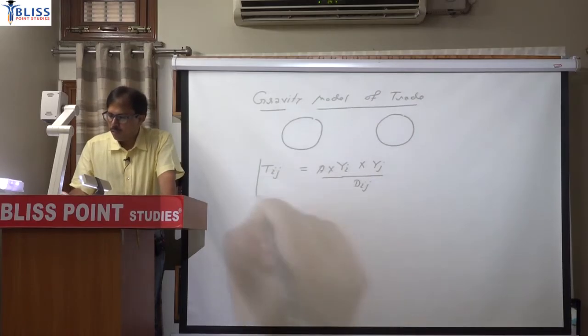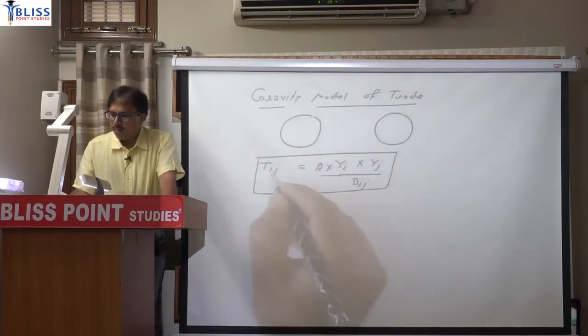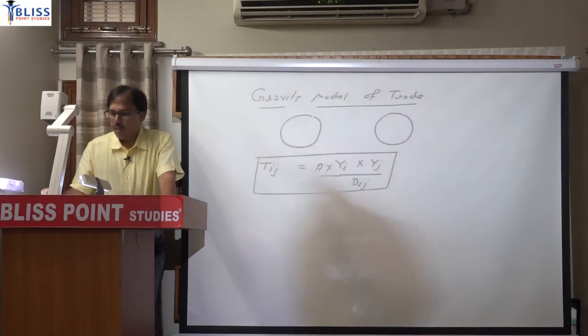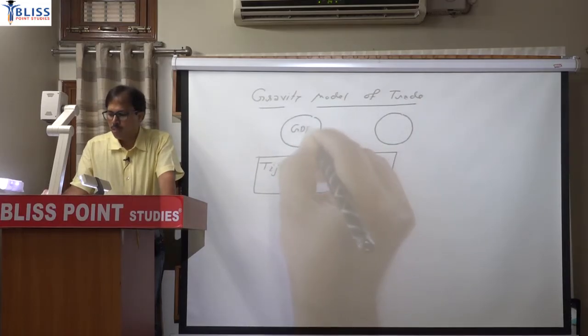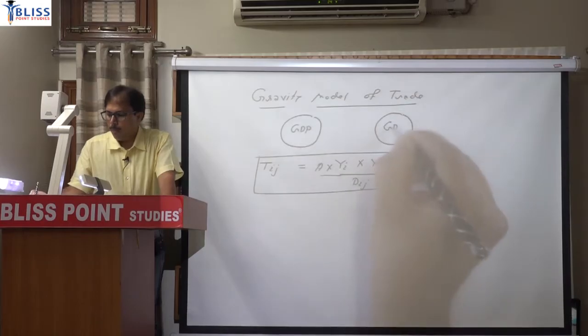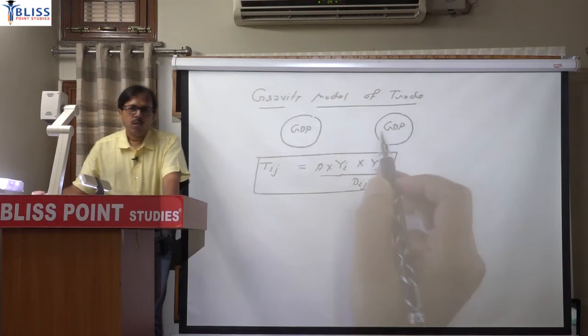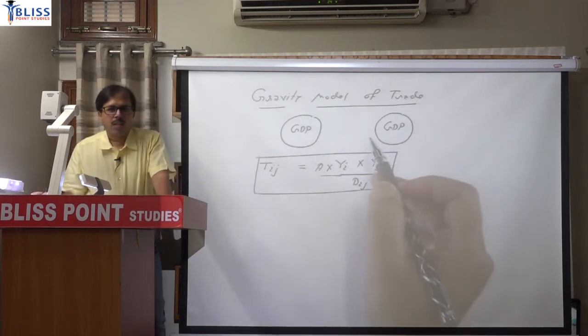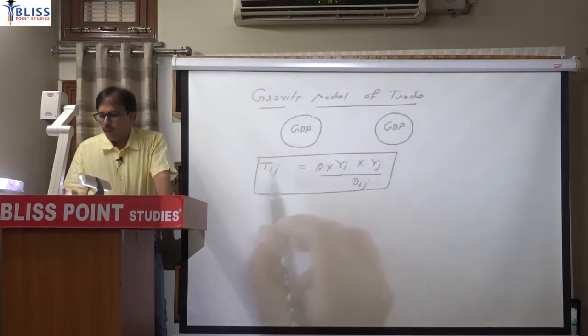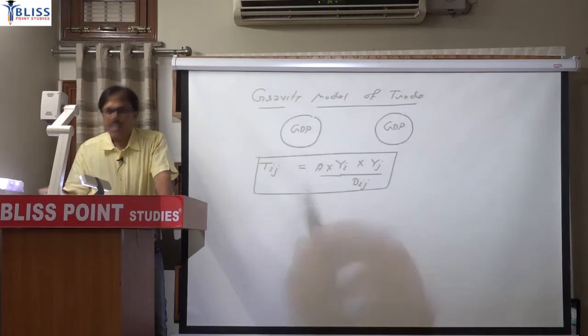So in terms of equation, it says that the volume of trade between two countries is a function of the size of these two countries, where size is in terms of gross domestic product, and how much is the distance between these two countries. It seems very logical that the volume of trade is determined by size. So greater will be the size, greater will be the exchange.